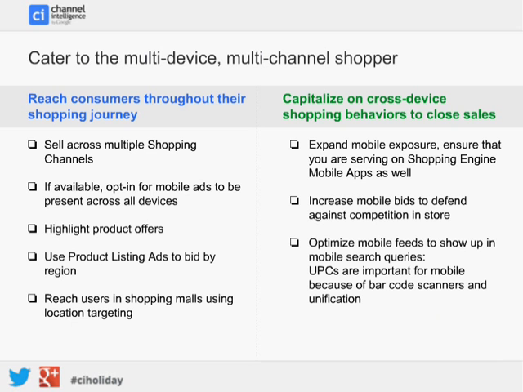Find latitude and longitude locations for malls and capitalize on the cross-device shopping behaviors to close sales. Finally, CSEs, comparison shopping engines, often have mobile apps that give you more exposure across mobile. Be sure you're looking into those and highlight your product offers.